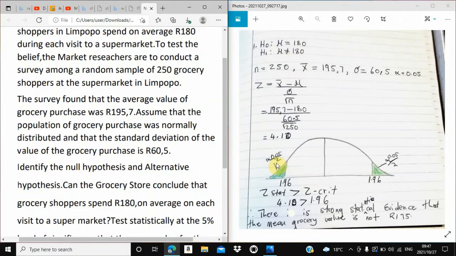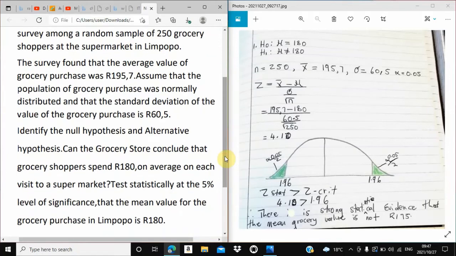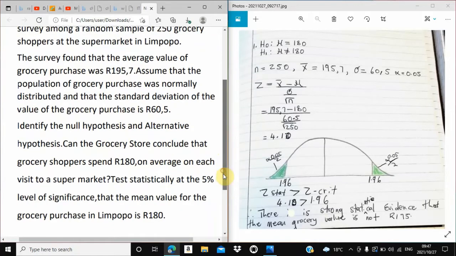When we divided by 2, we shaded this area. Then our critical value was 1.96. I'm sure you know how to get the critical value at the level of 5%. We know it is 1.96. Since our critical value is 1.96 and our statistical value is 4.10, can we conclude that the statement is true, that the average is 108? Can we conclude, yes or no?